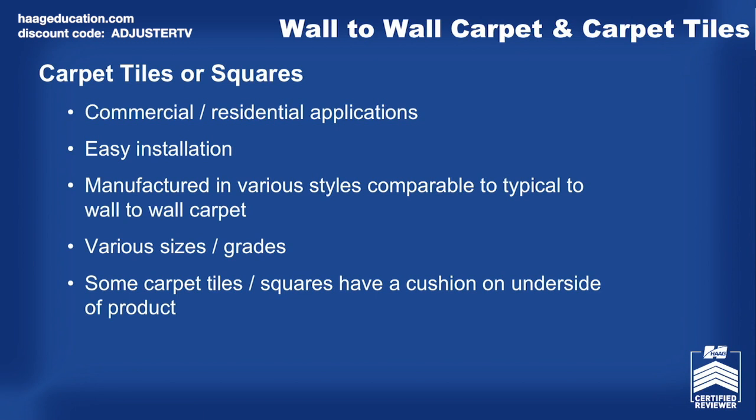Installation is easy. They're manufactured in various styles, very comparable to typical wall-to-wall carpet. You're going to have various sizes and various grades. They might be 12-inch by 12-inch or 24-inch by 24-inch or 18 by 18. Many different sizes based on the manufacturer. Some of them also already have the cushion or the padding attached to the back of them, which makes the installation even easier because it's an all-in-one installation.